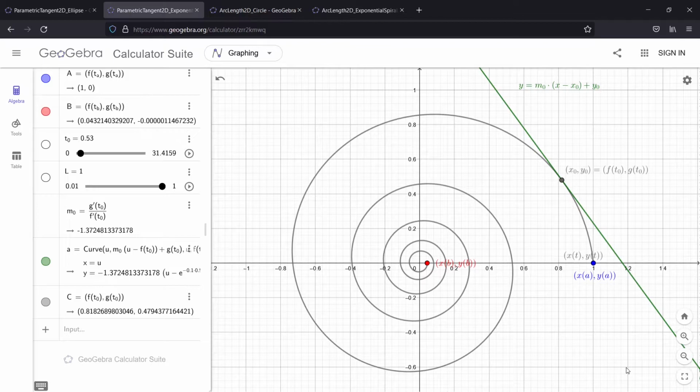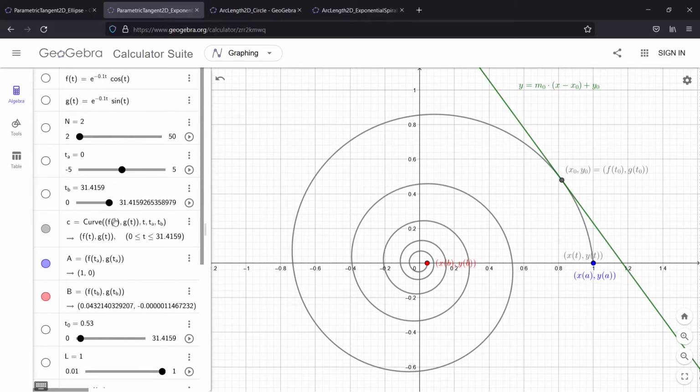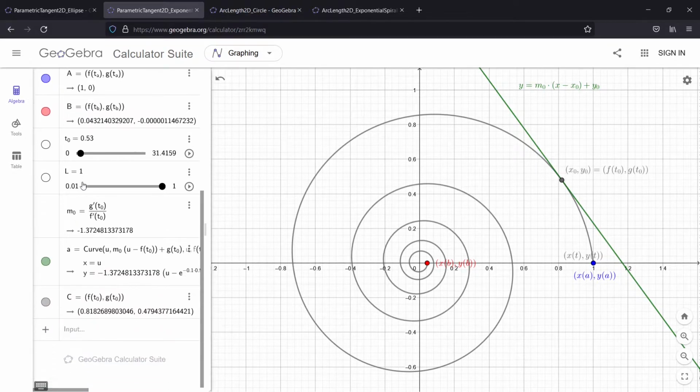If we look to our visualization GeoGebra applet right here, this is a plot of this curve. The initial t value I chose was 0, and the final t value I chose was 10 pi. So this is when t equals 0, this is when t equals 10 pi. And this is, again, the tangent line plotted at some point t naught. In this case, the point is around 0.53 for the value of t.